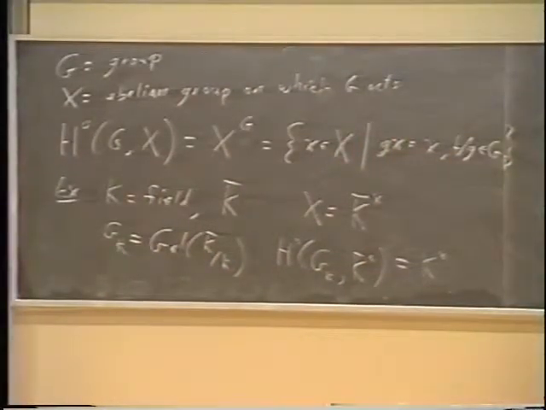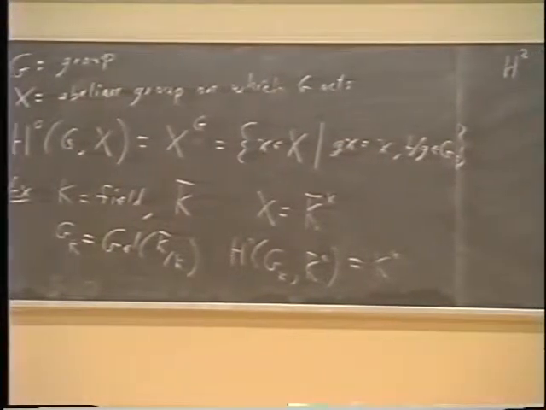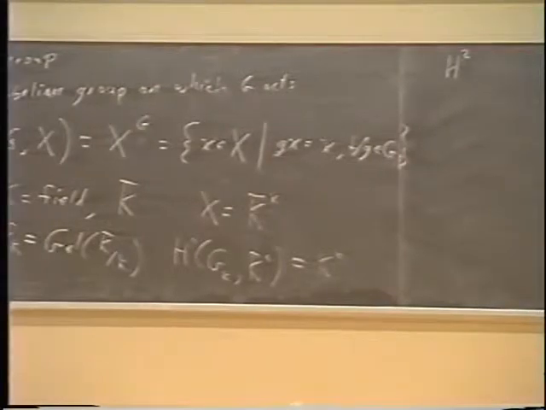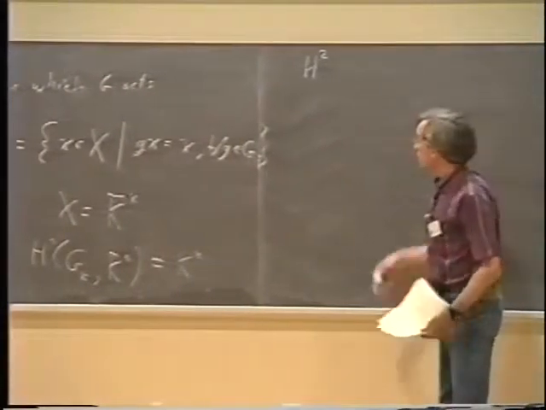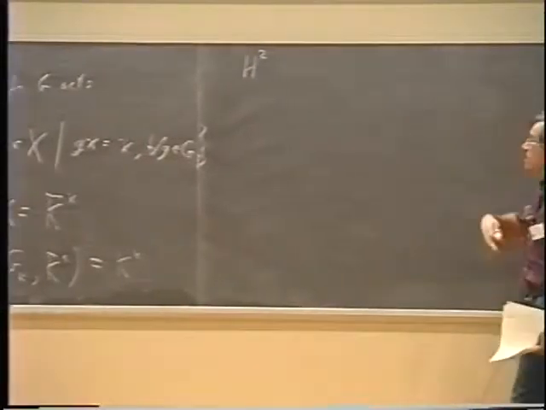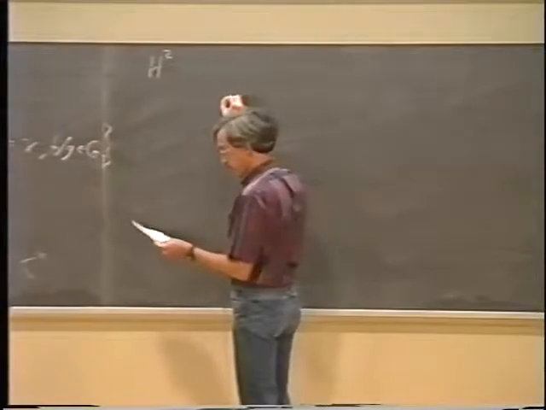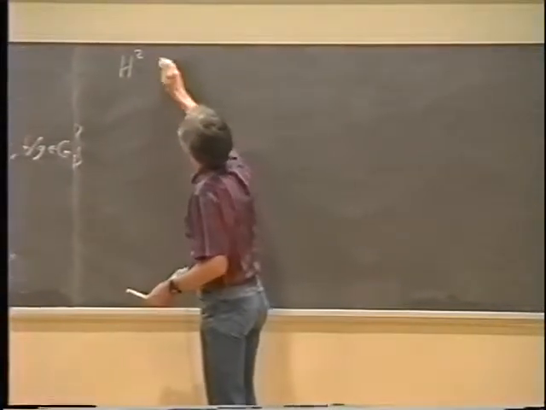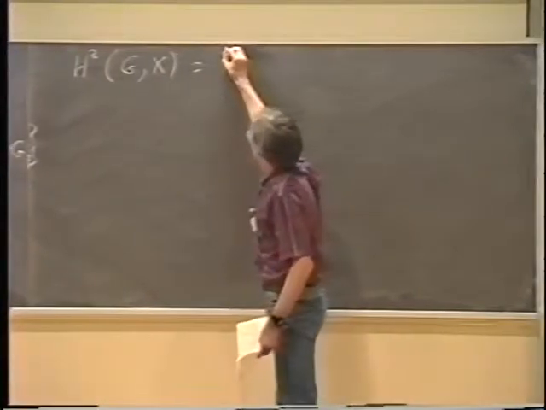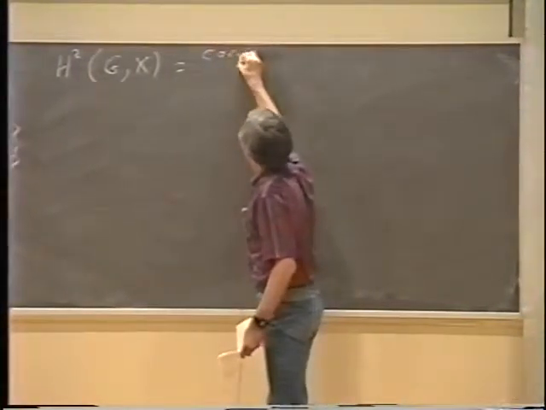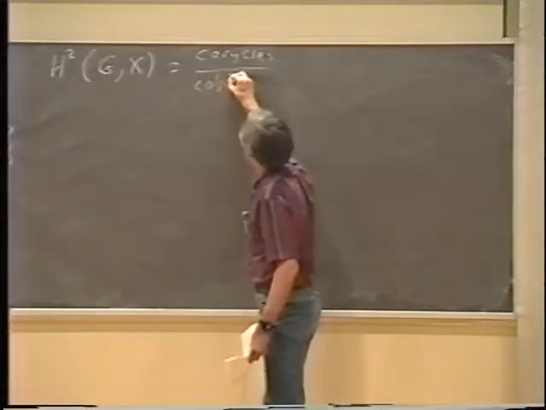Now I'll skip H1 and I'll go to H2. I'll come back to H1. H1 is where all the excitement is. So I just want to get H2 out of the way. You really don't have to know much about H2, except we have to mention it exists. And beyond H2, we don't need it. So H2 of G with coefficients in X, well, we can describe as cocycles modulo coboundaries.